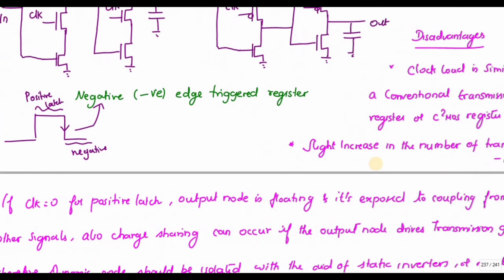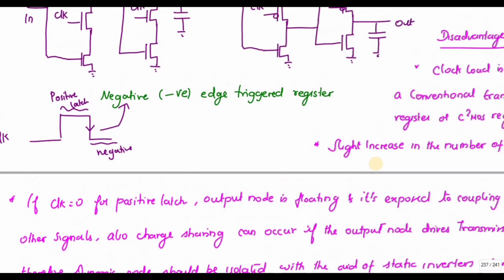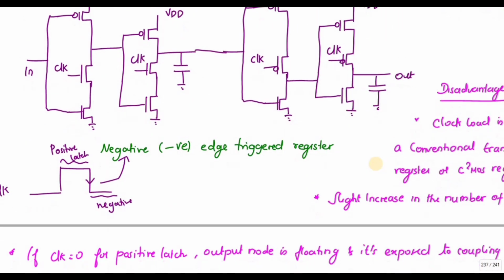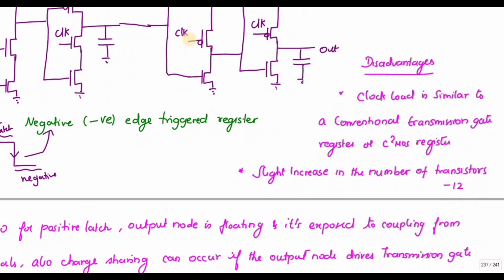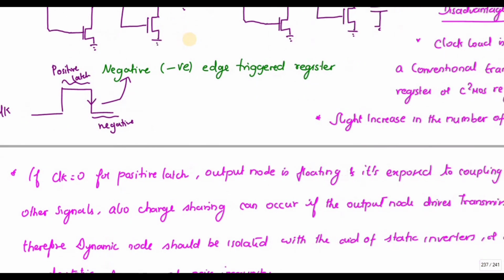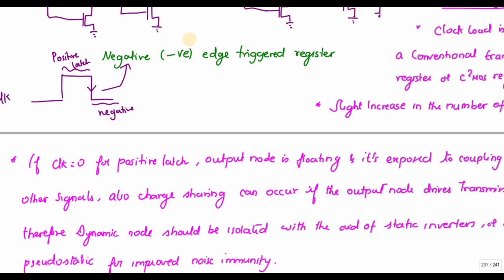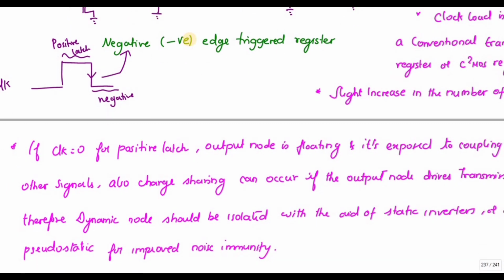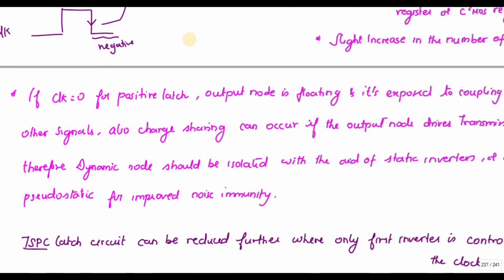There is one more problem. If the clock value is 0, this output is floating, right? The output node is floating, therefore it is exposed to the coupling from the other signal. So charge sharing can also occur. So if the output node drives the transmission gate, this floating node should be isolated with the help of static inverters or pseudo-static for improved noise immunity.